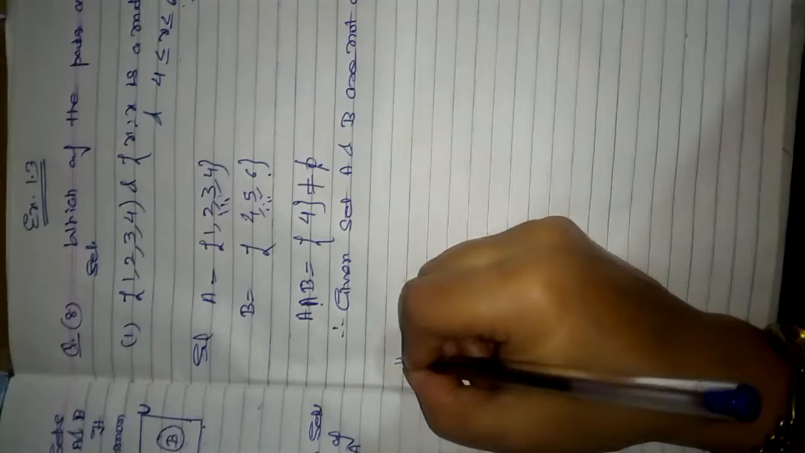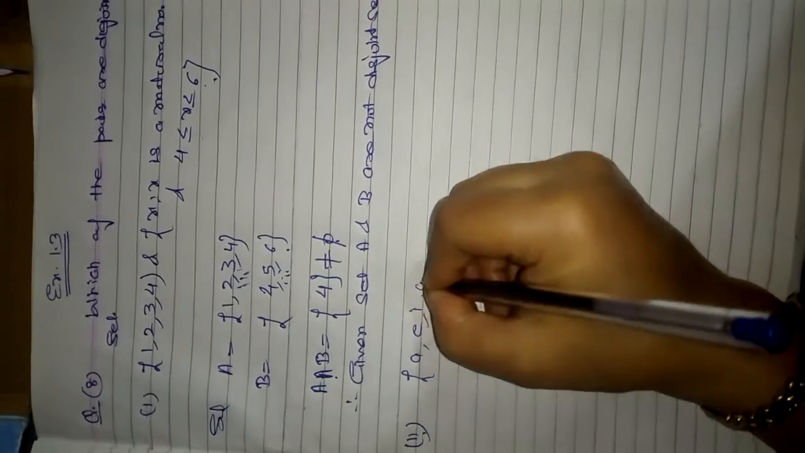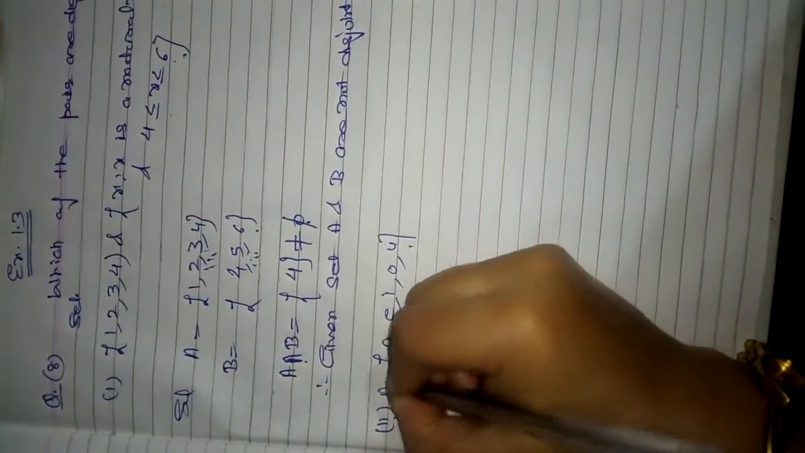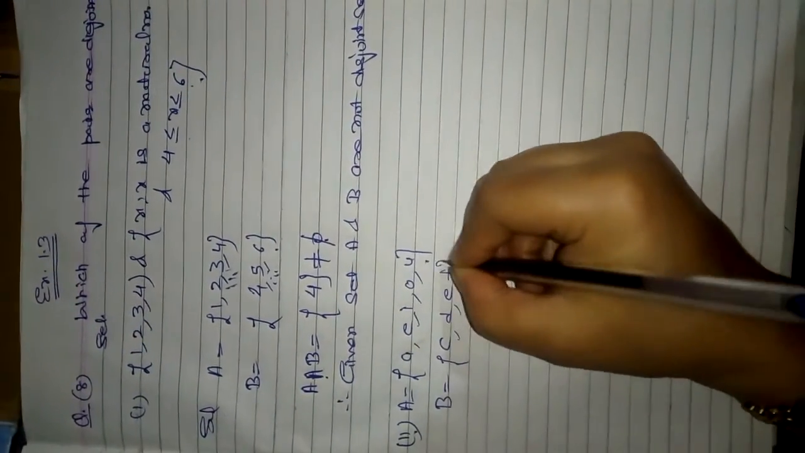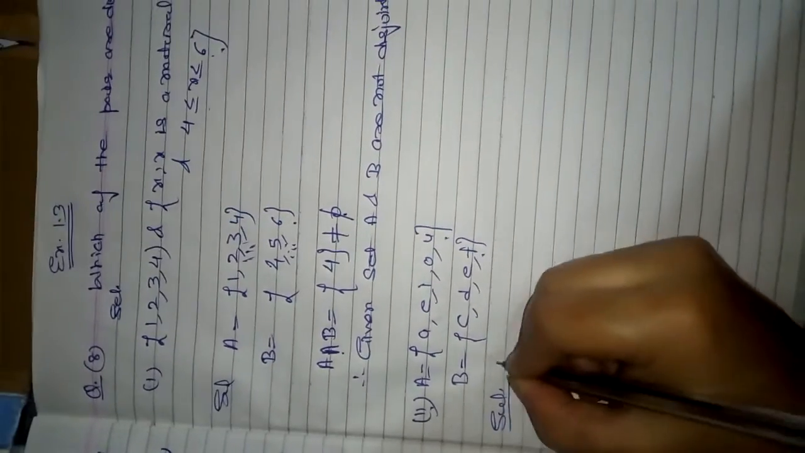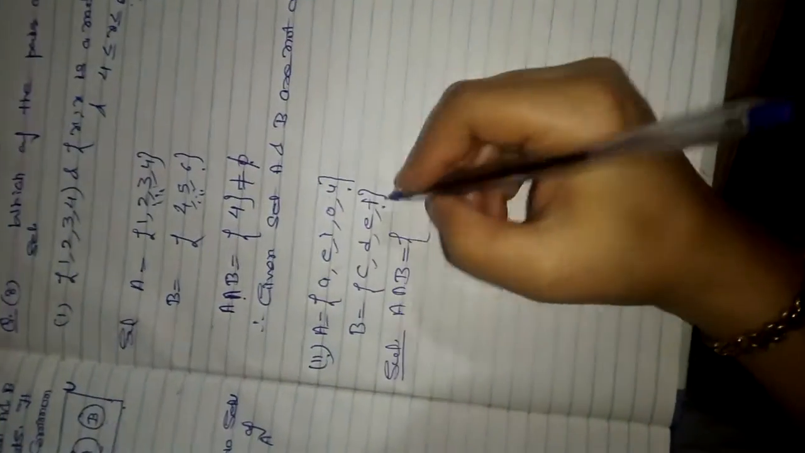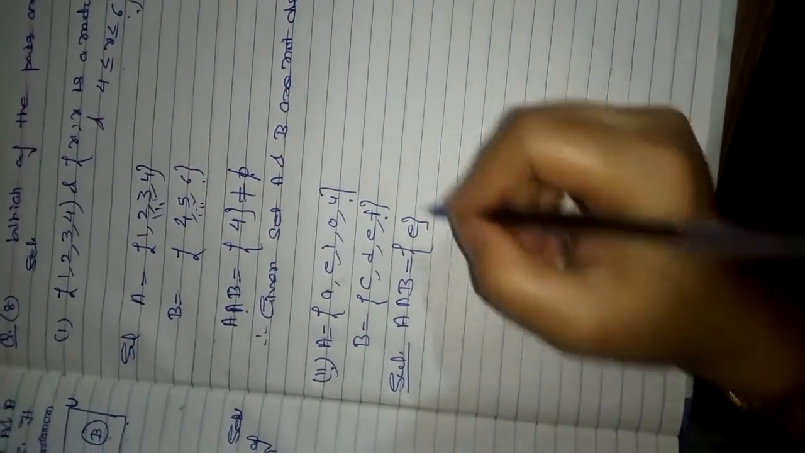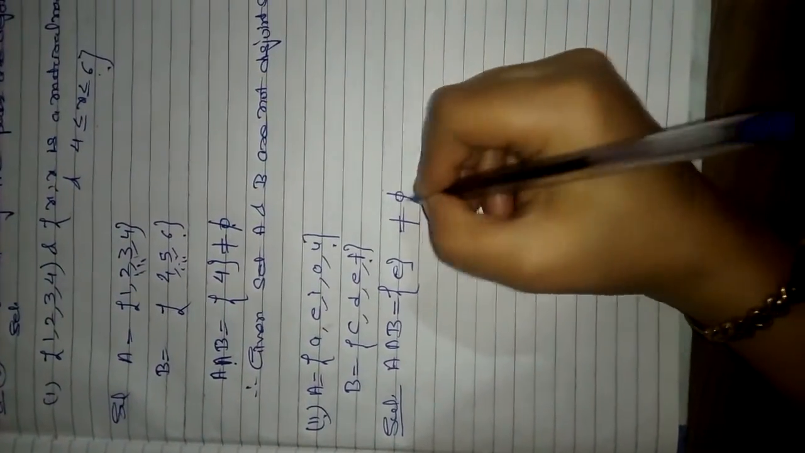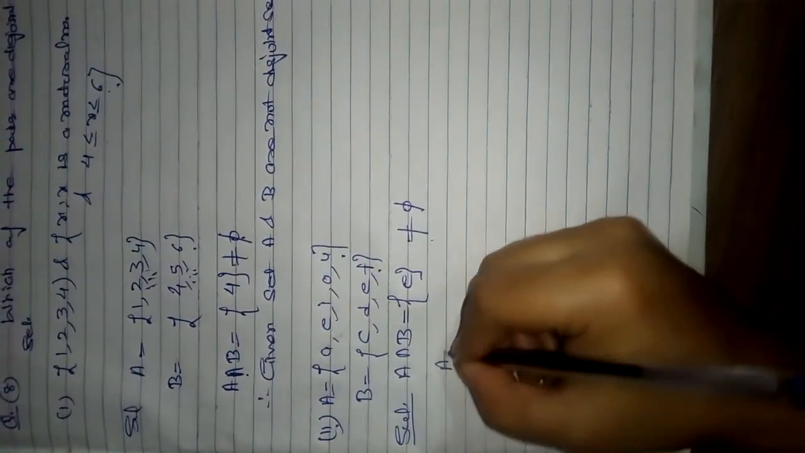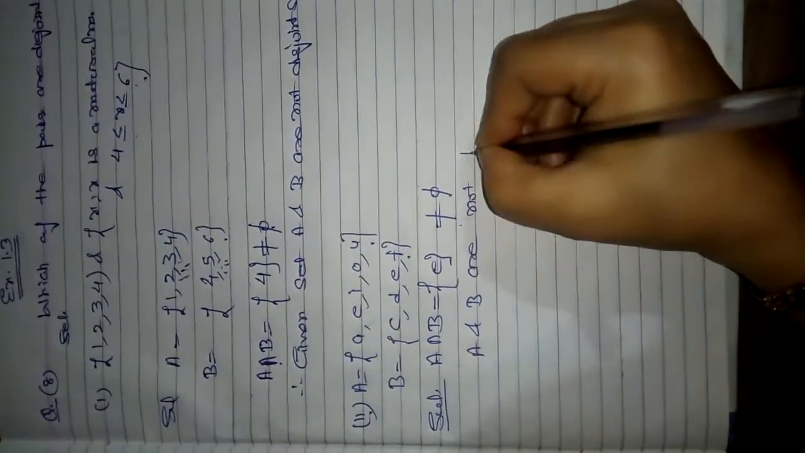Similarly, I am solving the second part, that is A = {a, e, i, o, u}, and B = {c, d, e, f}. Is this a disjoint set? Now first of all find A intersection B. In A intersection B, the common element is e. Therefore it is not a disjoint set, A intersection B is not equal to the empty set. So A and B are not disjoint sets.